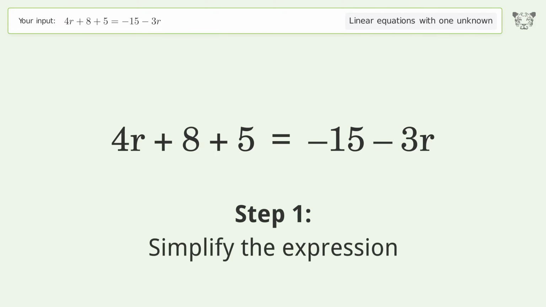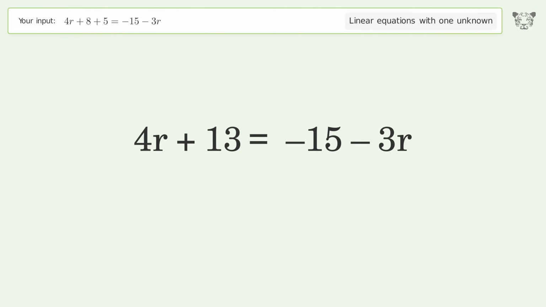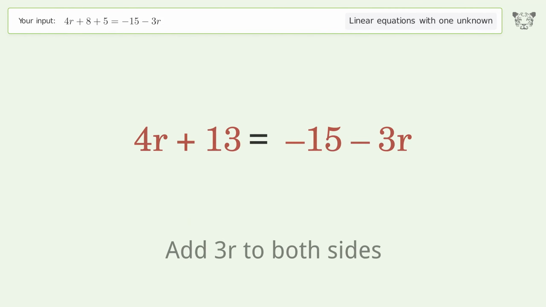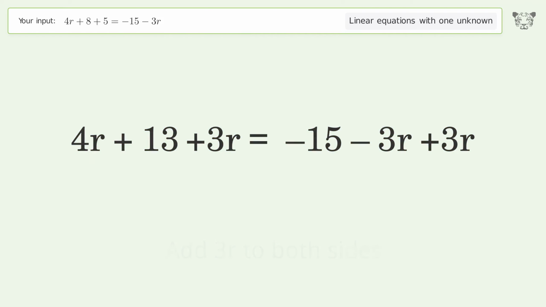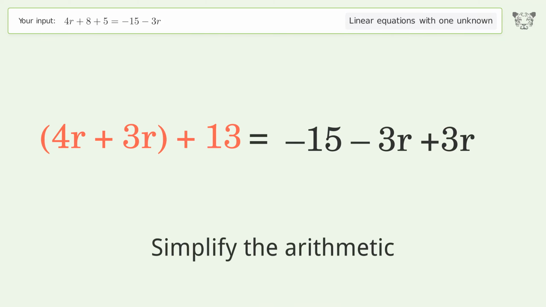Simplify the expression. Simplify the arithmetic. Group all r terms on the left side of the equation. Add 3r to both sides. Group like terms. Simplify the arithmetic.